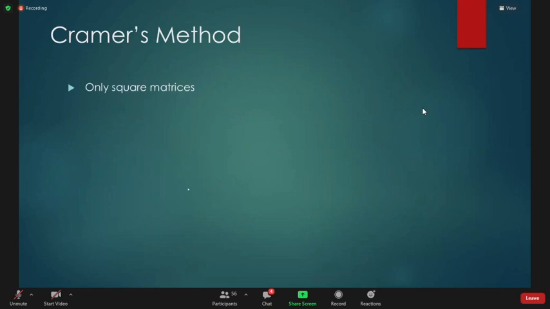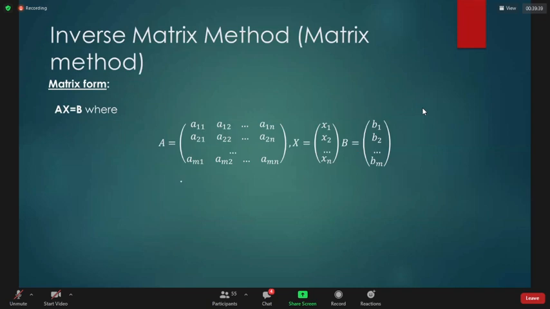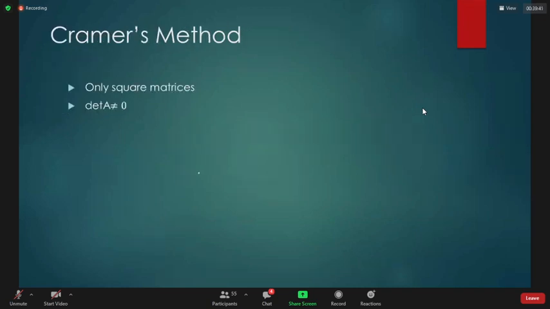Now, to recap, only for square matrices, so only if the number of equations and number of variables is exactly the same, and the determinant cannot be equal to 0. If it is, then this method doesn't work at all. And basically that's it.